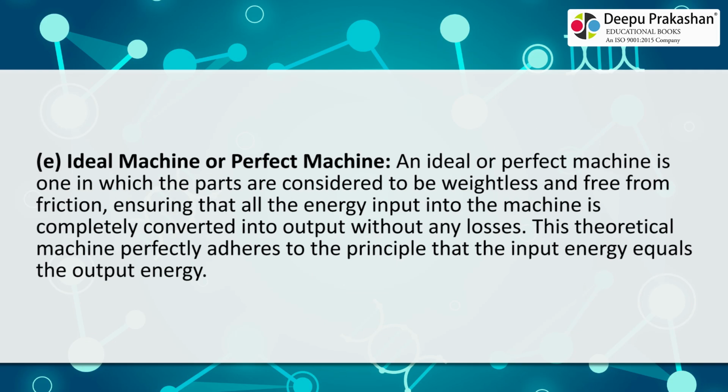E. Ideal machine or perfect machine. An ideal or perfect machine is one in which the parts are considered to be weightless and free from friction, ensuring that all the energy input into the machine is completely converted into output without any losses. This theoretical machine perfectly adheres to the principle that the input energy equals the output energy.